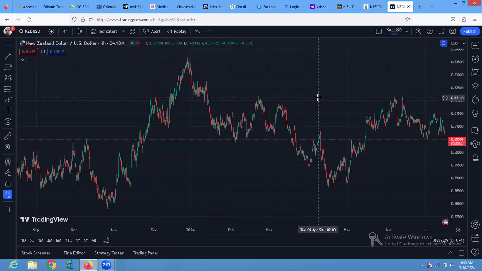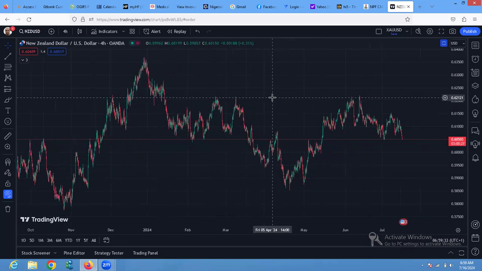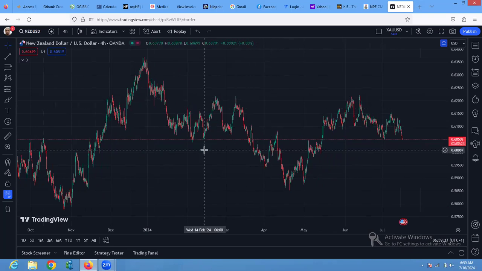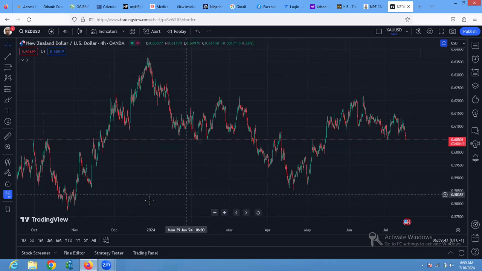To do is a quick update on NZDUSD. I did promise yesterday that I'm going to give us a quick update. What I wanted us to see is where this trade is likely going to get to before we see more upside.